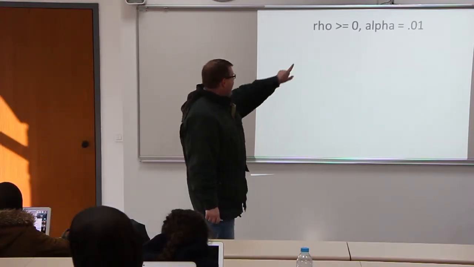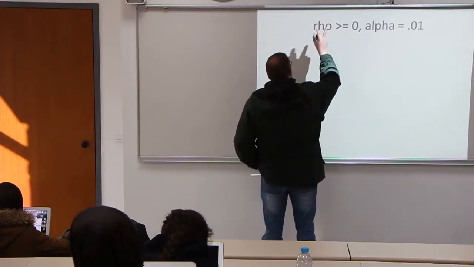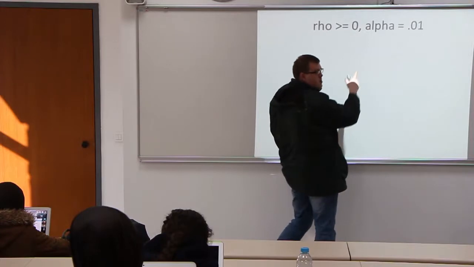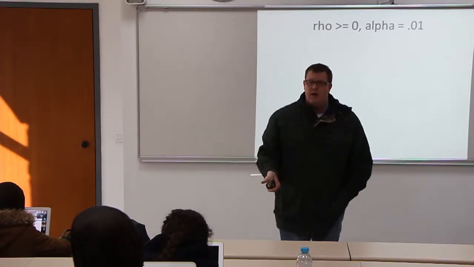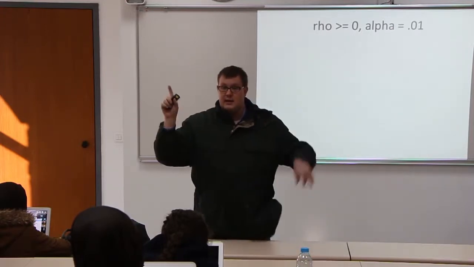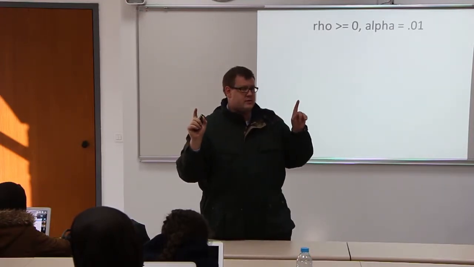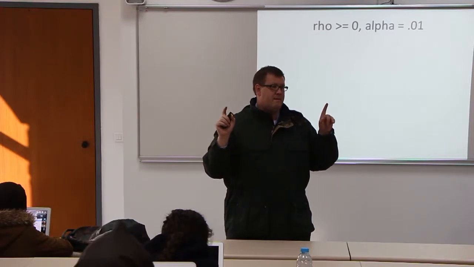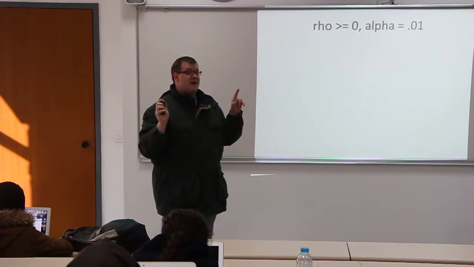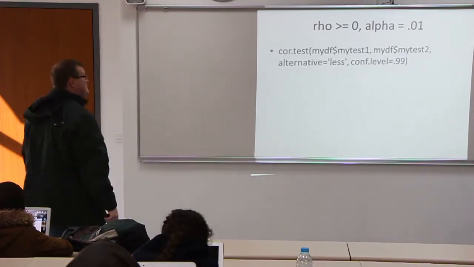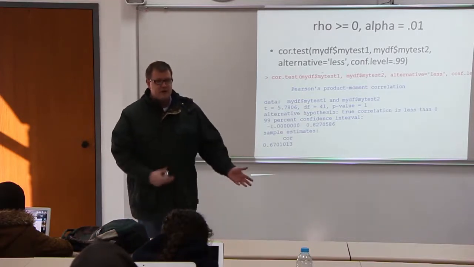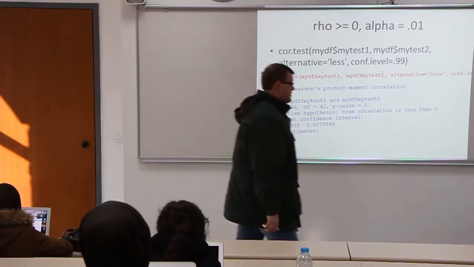So if we had a hypothesis like this, our population correlation coefficient is greater than or equal to 0, and we want to use an alpha level of 0.01. Alternative equals less. What else? Conf.level equals 0.99. There we go. So go ahead and do it. Make sure you get the same answer.